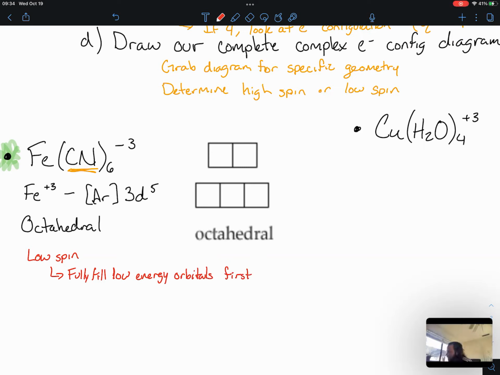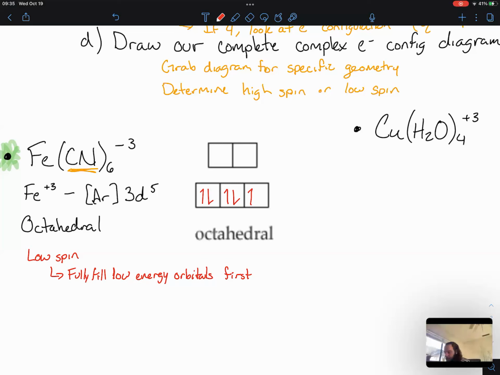So I'm going to fill my lower energy ones, and before moving up to the next energy level, I'm going to fully fill these bottom ones first. And in this case, I run out of electrons at 5. So this is my complete diagram for this particular complex.